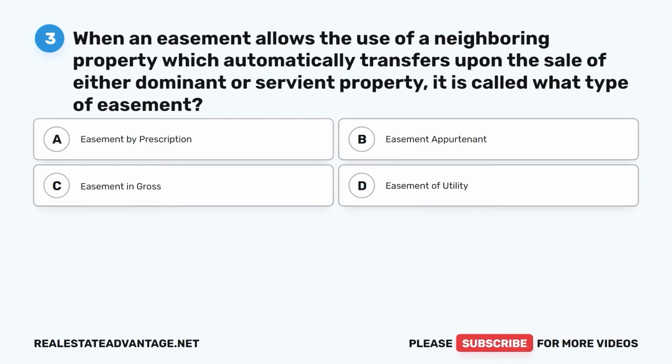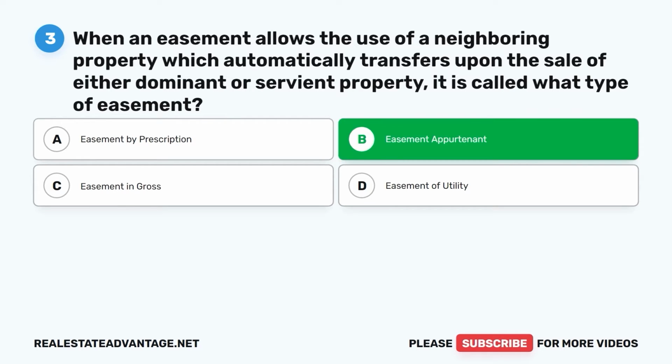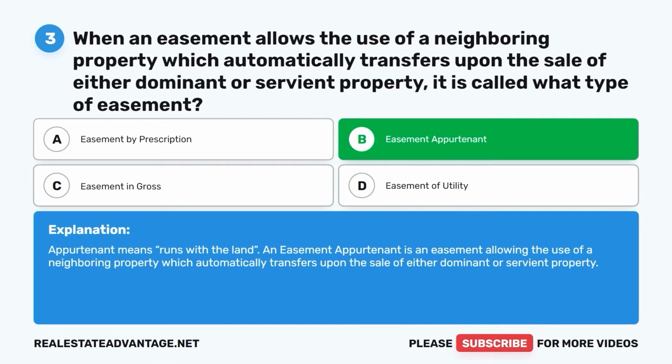Question 3. When an easement allows the use of a neighboring property which automatically transfers upon the sale of either dominant or servient property, it is called what type of easement? A. Easement by prescription. B. Easement appurtenant. C. Easement in gross. D. Easement of utility. The correct answer is B. Easement appurtenant. Appurtenant means runs with the land.